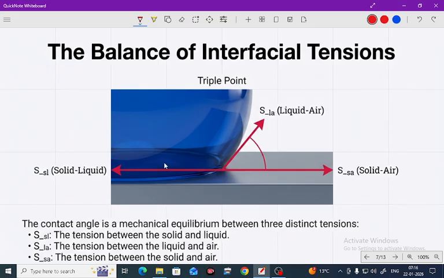Next one is the balance of interfacial tension. Triple point. This is the solid liquid interface. This one is liquid air. This one is solid air interface. Solid air, this is liquid air, and this is solid liquid interface.